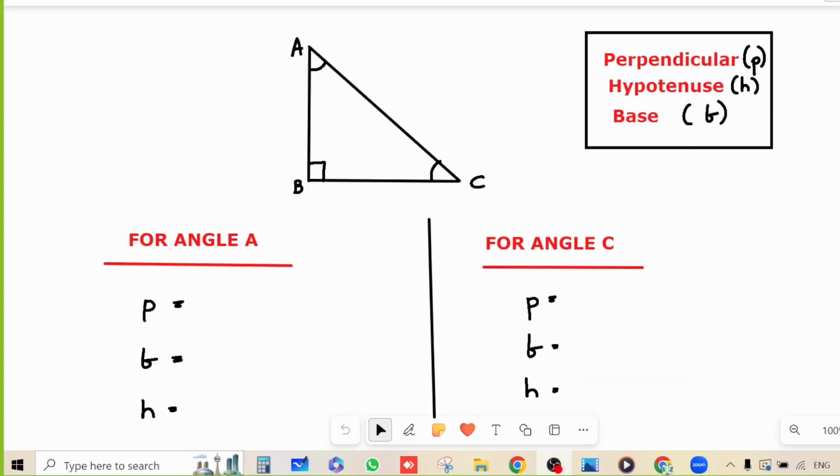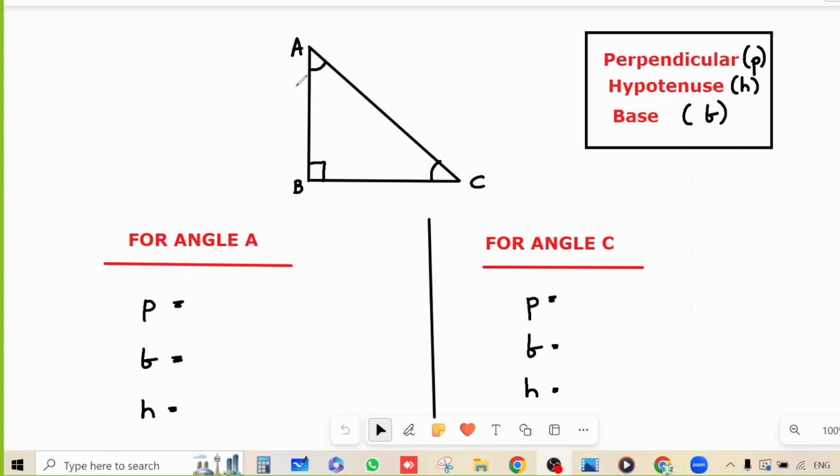In trigonometry, we are going to use certain words very regularly, which are perpendicular, hypotenuse, and base. We will represent perpendicular as small p, hypotenuse as small h, and base as small b. So let us now understand what these words are with the help of the figure given over here. Let us consider a triangle ABC, which is right angled at B. Angle A and angle C are acute angles here. So let us now understand, for angle A and angle C, what will be the perpendicular, hypotenuse and base.